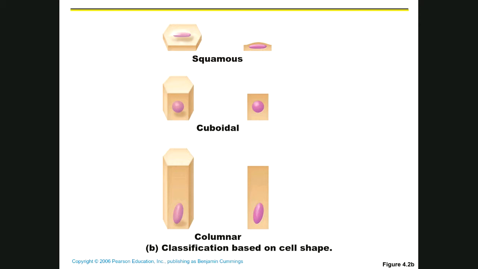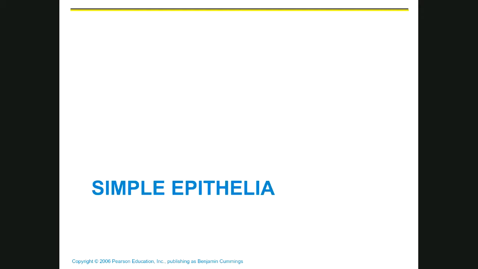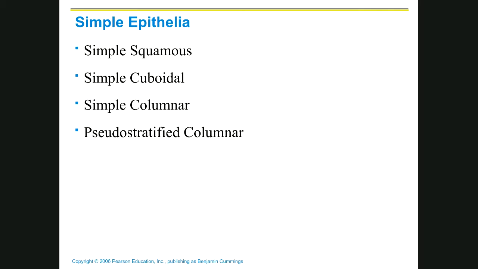So to name these, all we're going to do is combine those 2 things. If we have one layer, remember, it's simple. If we have more than one layer, it's stratified. And so we're going to combine them. When we do that, we're going to get simple squamous, simple cuboidal, simple columnar, and then pseudostratified. And the only pseudostratified ones there are columnar. So these are the simple epithelia. Now, a little bit later, we're going to do the same thing for the stratified ones. But let's look at these first.